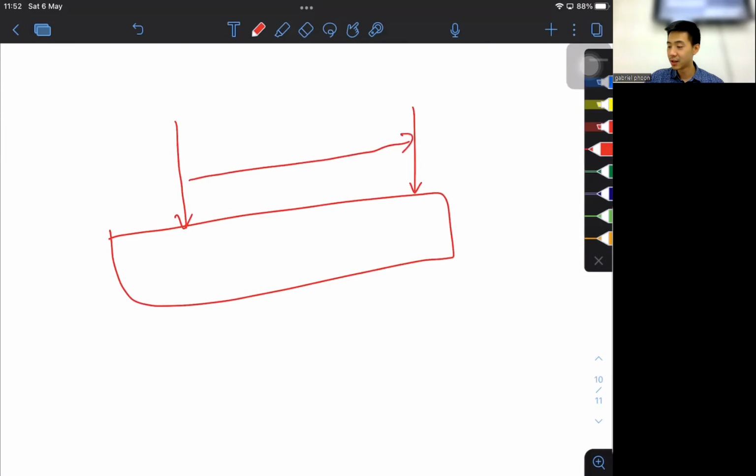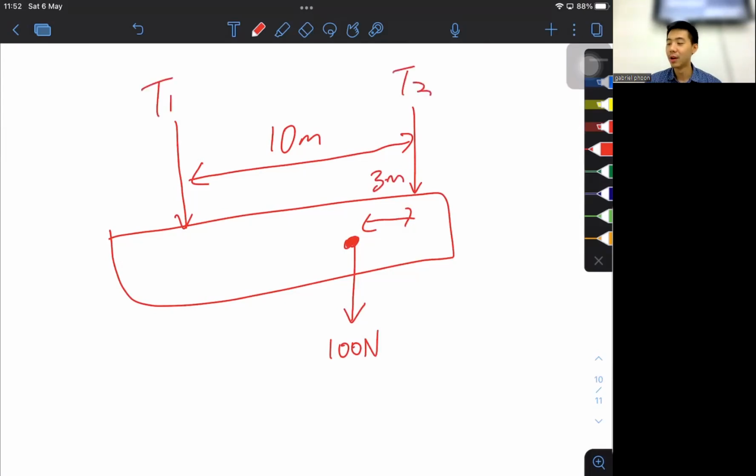Here to here, for ease of calculation, is 10 meters. And the weight, let's say the center of mass is somewhere here. Let's say it's 100 newtons for ease of calculation once again. And then let's say here to here is 4 meters. Wow, that's really distributional. Let's say it's 3. Okay, so they'll say that this is tension 1, this is tension 2.